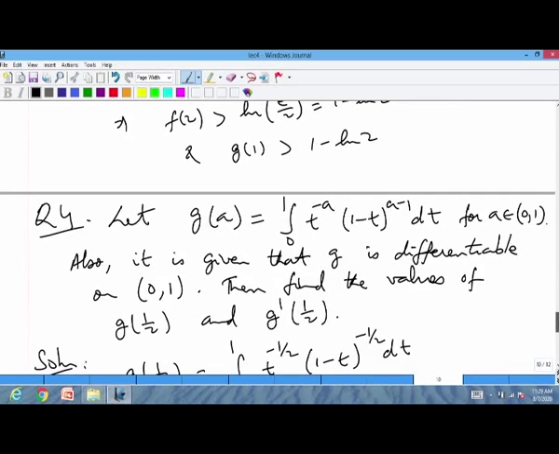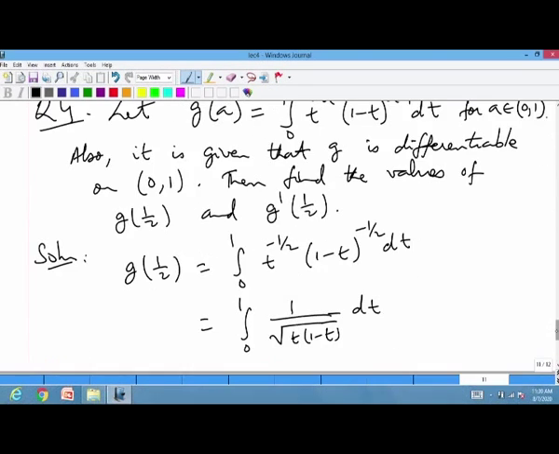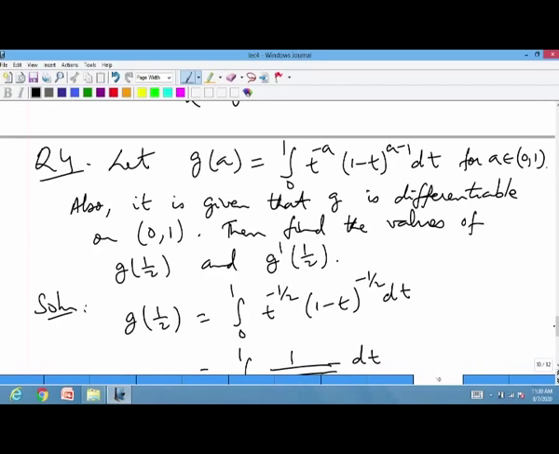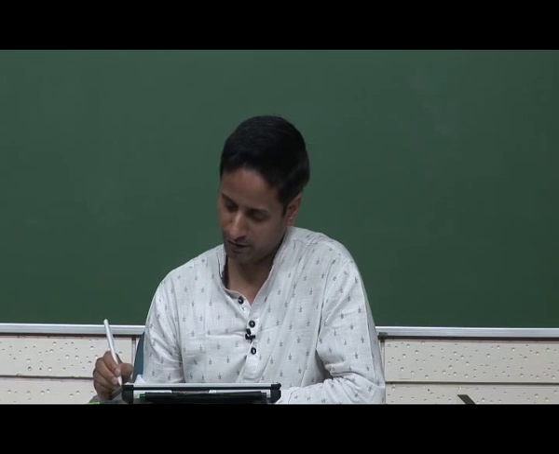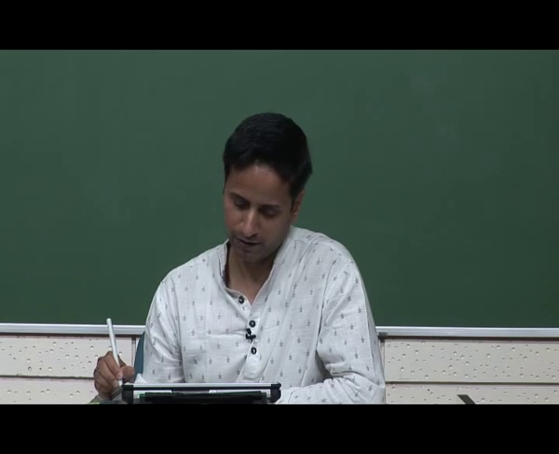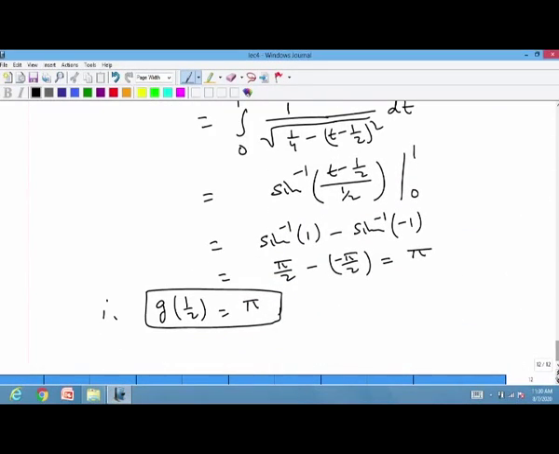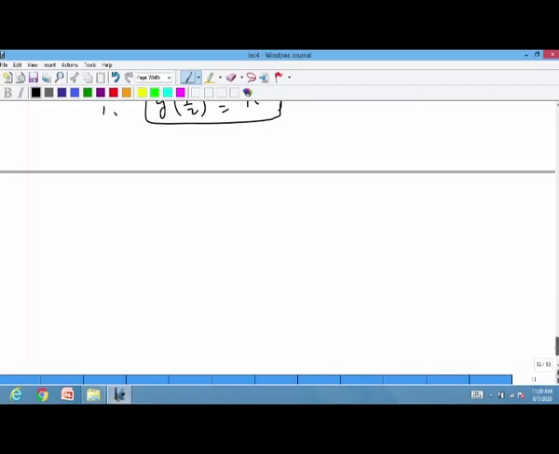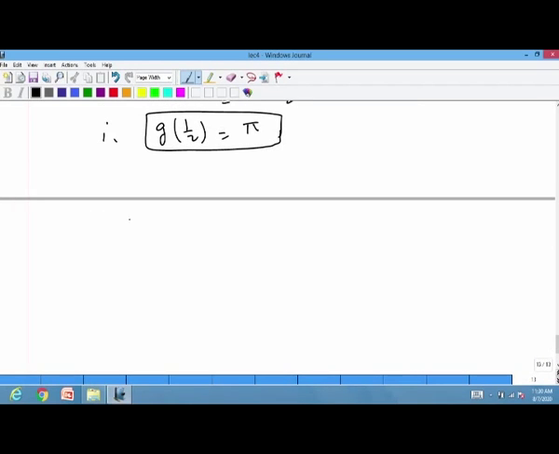Next, we have to calculate the value of g prime at half. So, there are two ways of doing this. One is we can try to differentiate this g of a and then put a equal to half, and another way is to notice this: let us calculate what is g of 1 minus a. G of a is given to be equal to the integral from 0 to 1 of t to the minus a, (1 minus t) to the power a minus 1, dt.